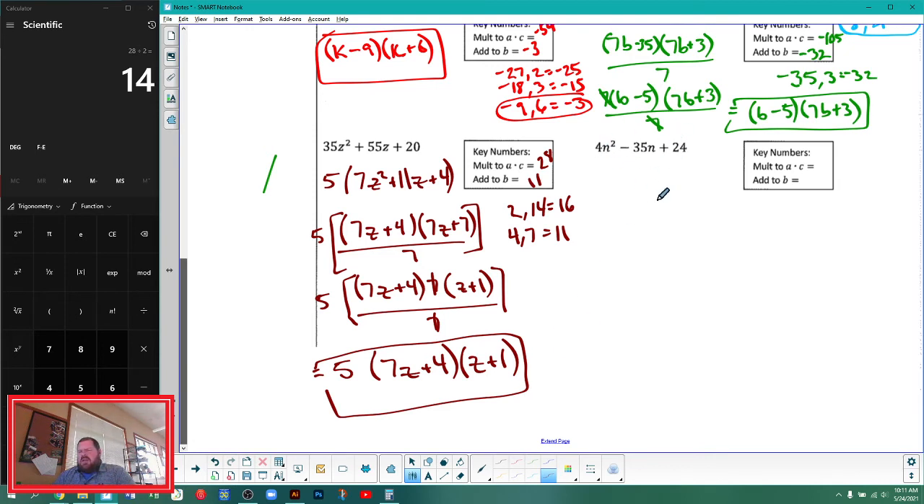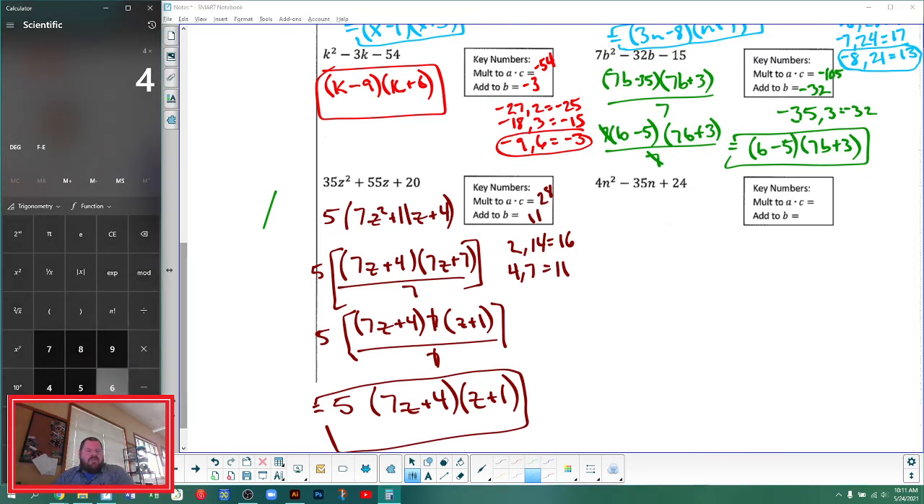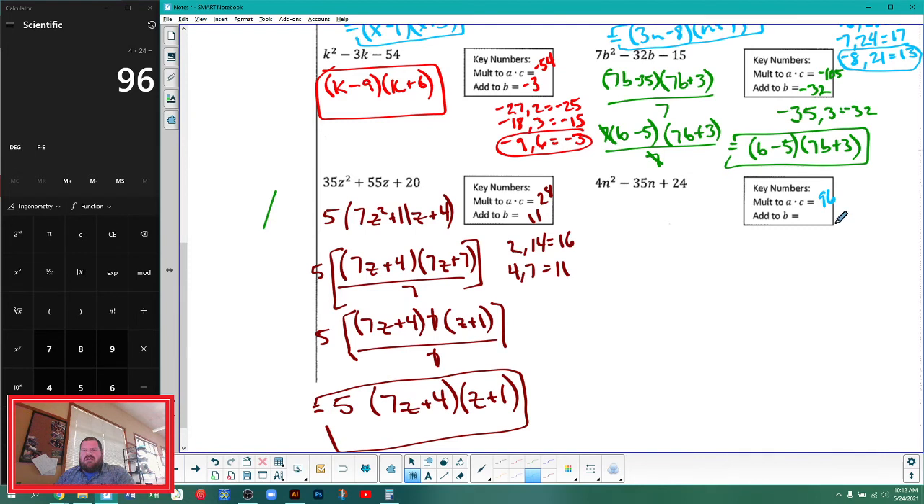Okay, next one, I take a quick look, and it doesn't look like I have any common factors, which, oh no, it's not that bad. But I'm looking for things that multiply to give me 4 times 24, which is 96. And they have to add up to negative 35. So the question is, how can I pick two numbers that multiply to give me a positive, but add up to give me a negative? And that's kind of a trick.